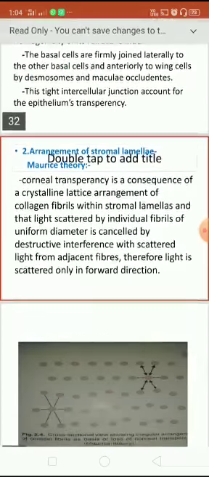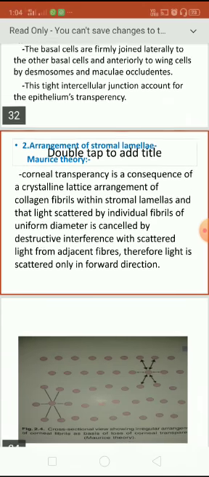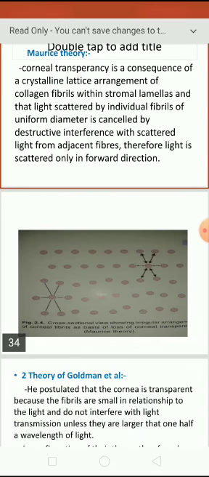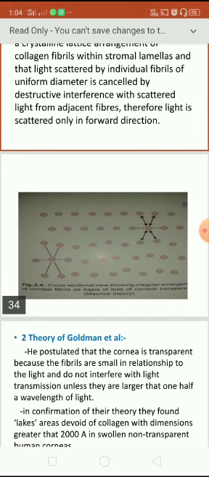Another factor is the arrangement of stromal lamellae. It is explained by Maurice's theory and Goldman's theory. According to Maurice's theory, corneal transparency is a consequence of the crystalline lattice arrangement of collagen fibrils within the stromal lamellae, and light scattered by the individual fibrils of uniform diameter is cancelled by destructive interference with scattering of light from the adjacent areas. Therefore, light is scattered only in the forward direction. Here we can see the lattice pattern arrangement of the stromal lamellae as explained by Maurice's theory.